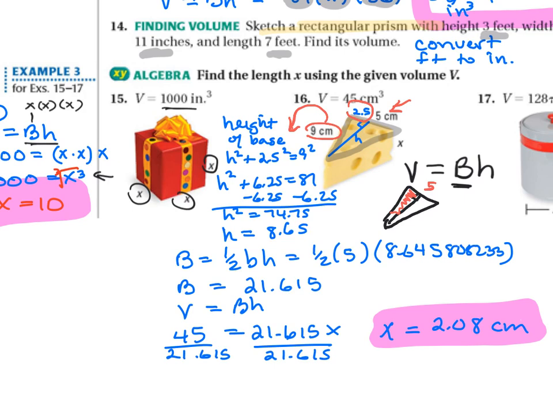So I see what I did wrong. I thought that the hypotenuse was the height. Okay. So then from there, I found the height.